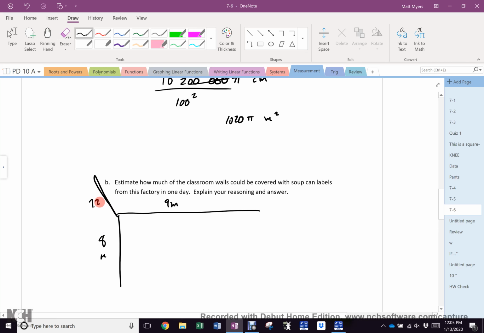How many of those walls are there? How many walls are there? 4. No. 2. That one and that one. Because these walls have the triangle, don't they? So there was 7.2 by 8 by 2. What is that wall? 9 by 7.2, right? Right? 7.2 by 9 by 2 plus the triangle.